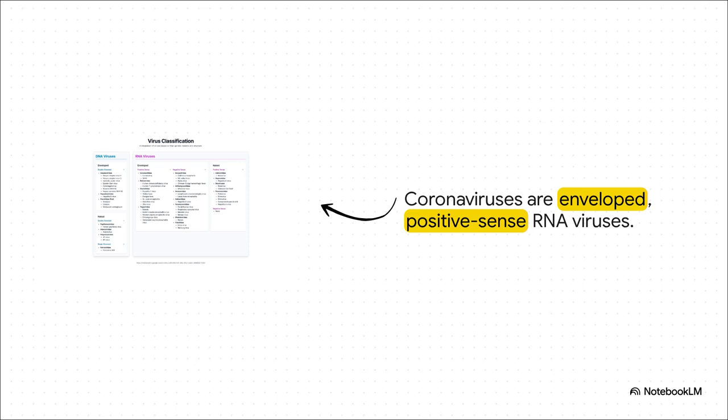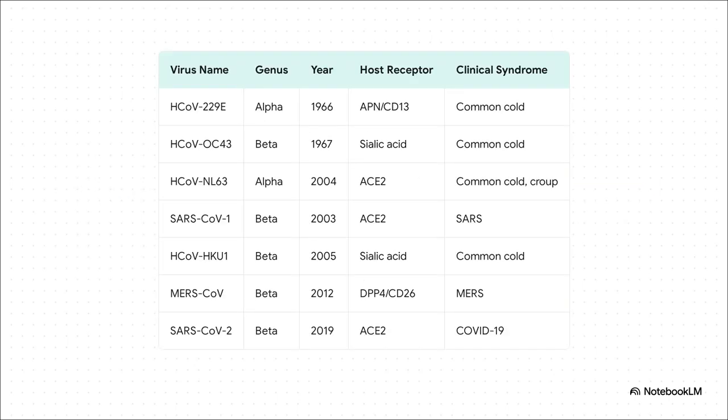And trust me, this isn't just academic. This distinction is absolutely crucial because it dictates which receptors they use and, you guessed it, how much trouble they can cause. And this table just lays it all out so clearly. Look at the sheer diversity here. You've got different receptors they latch onto: APN, sialic acid, ACE2, DPP4, it's all over the map. This variability is exactly what determines which cells they infect, and most importantly, it's the reason they have this terrifying ability to jump from animal reservoirs straight into humans. It's all right here in the receptor usage.